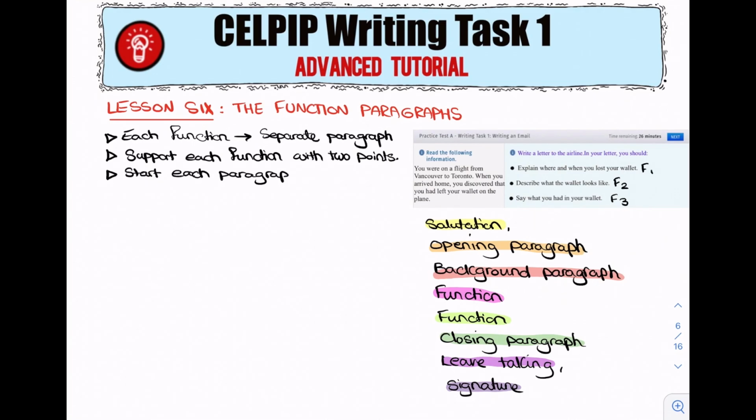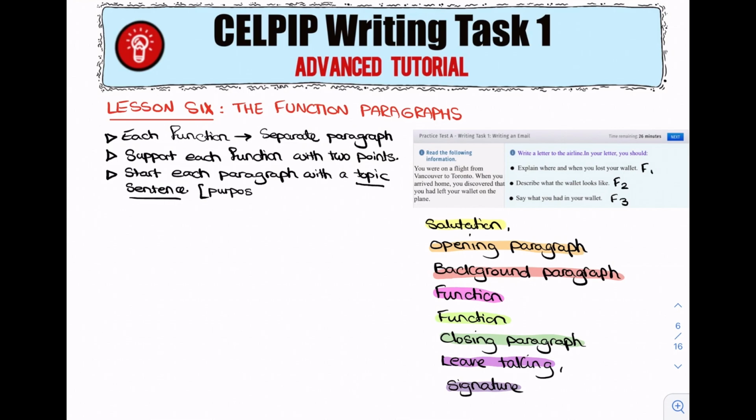Okay, another piece of advice that I have for you is that you should ideally start each function paragraph with a topic sentence. Now, we talked about topic sentences very briefly in the previous video on the background paragraph. But if you recall, I mentioned that we're going to look at topic sentences more extensively. And today, in this lesson, we're going to examine how an effective topic sentence can be written for each of the bullets. So what is a topic sentence?